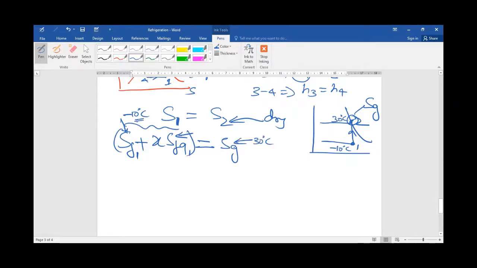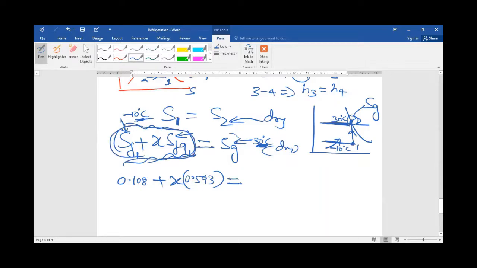So at minus 10 degrees Celsius, again Freon 12, the value of SF, that is entropy at the first point, is 0.108 plus X times SFG, where SFG is 0.593. This value is equal to SG. Do not take it at minus 10 degrees because point number 2 is related to the condenser. Okay, point number 1 is related to the evaporator. At 30 degrees Celsius, directly note down the value of SG. It is not necessary to write the equation like this because it is dry condition. If it is wet, we have to write the equation like this.